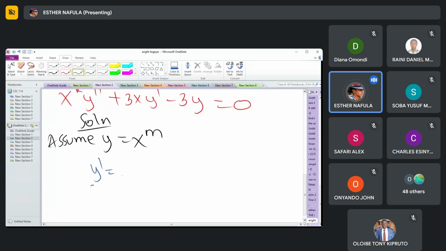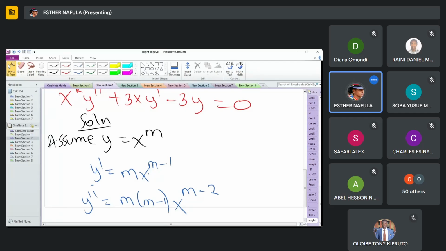For y prime, use the general power rule: pre-multiply by the power m, then decrease the power by 1. Y double prime is the derivative of the first derivative, so we have m times m minus 1, which is the new power. We decrease the power by 1 again, so m minus 1 becomes m minus 2. So we plug in the function y together with its two derivatives in the differential equation. X squared y double prime becomes x squared times m into m minus 1 into x to the m minus 2.